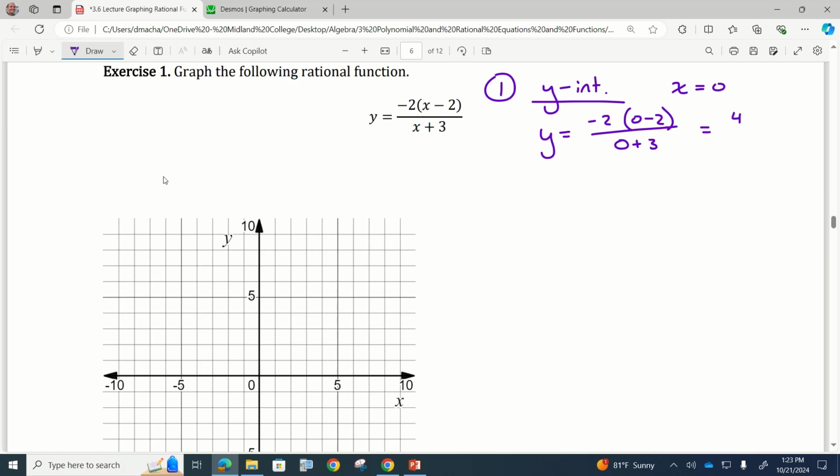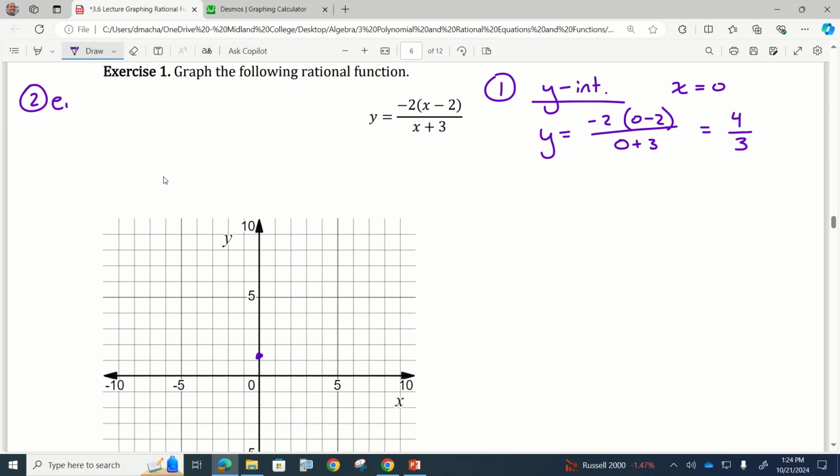This is going to be positive 4/3, because negative 2 times negative 2 is 4. And so 4/3 is going to be right here. It's like 1 plus 1/3. There's my y-intercept. That was pretty easy.